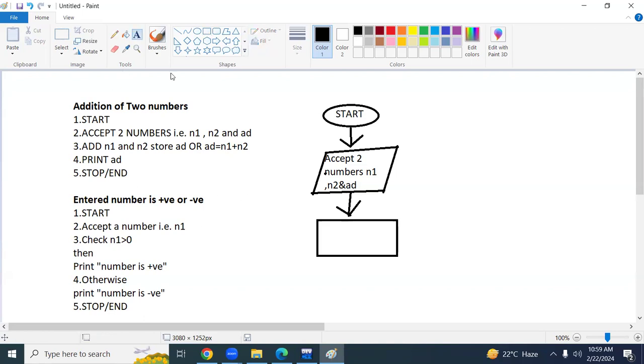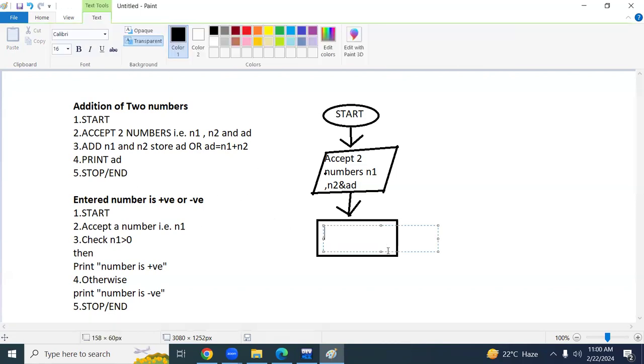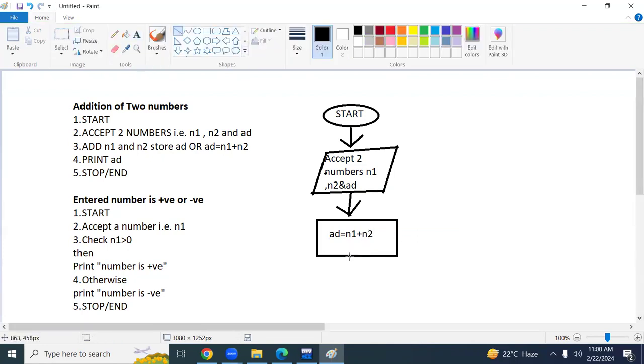So here, can I write it directly like this? You can write n1 plus n2. Yes, I can write like this also. Why is it not coming up? I think I pressed here. Enter. Okay. Now next I need to connect it.